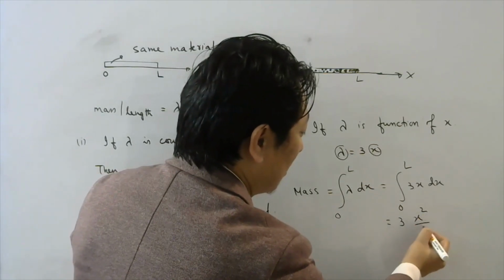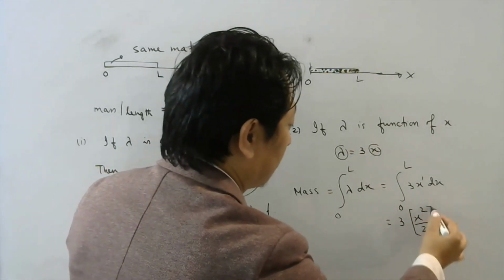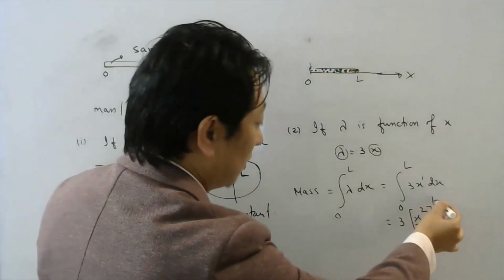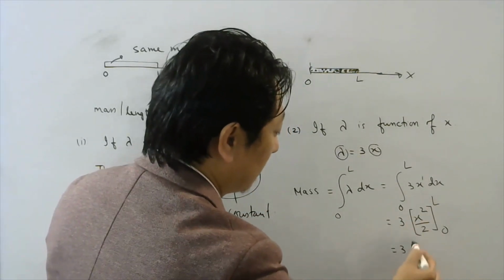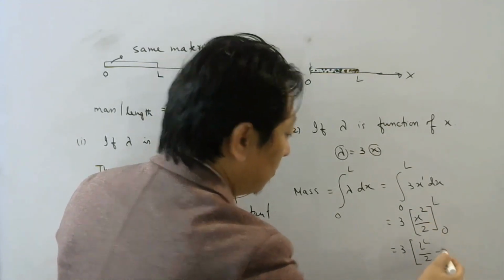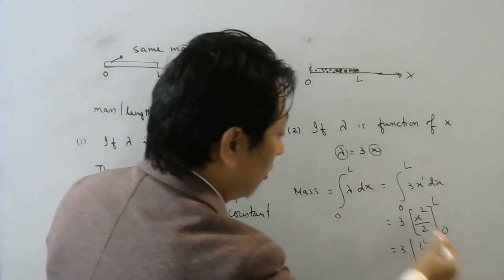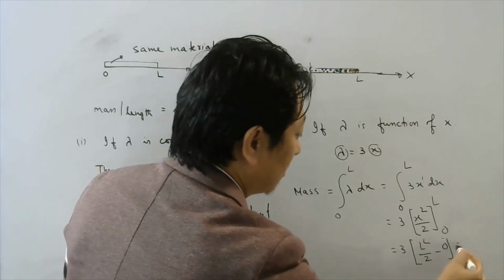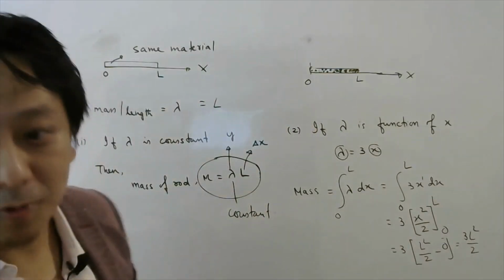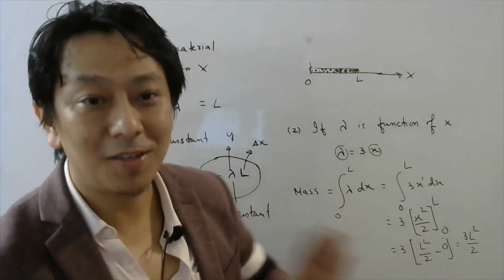x square by 2 and L 0. Then the next step is, wherever is x, we put the upper limit. Put the upper limit here, L square by 2. Then put minus lower limit. Lower limit is 0. So the answer is what? 3L square by 2. And that would be the mass of this rod.